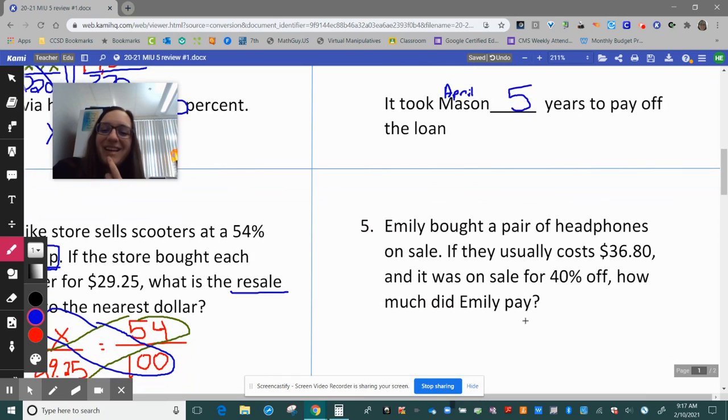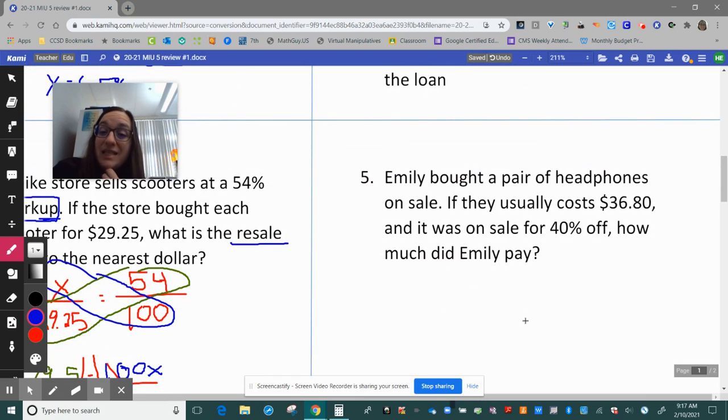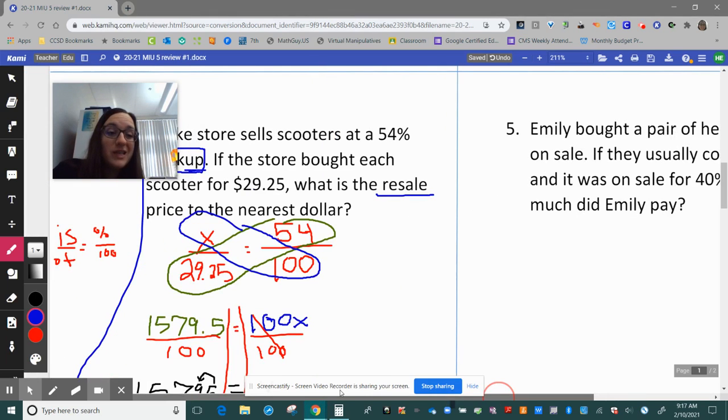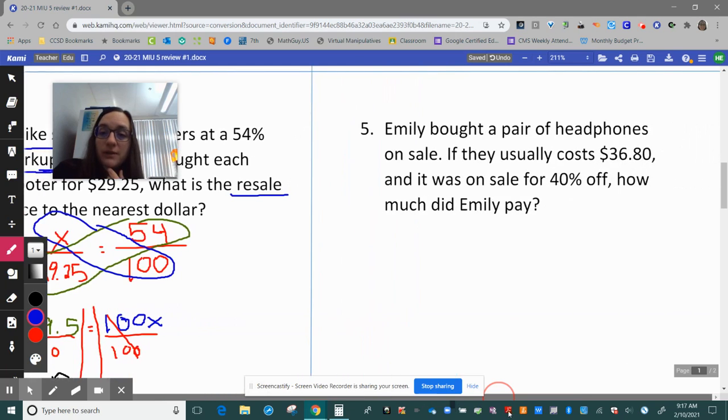All right. Emily bought a pair of headphones on sale. If they usually cost $36.80 and it was on sale for 40% off, how much did Emily pay? Just like we did over here, we're going to use our is over of equals percent over 100. So we need our 100 always. Good. Our percent. Since it has the percent sign, we already put our out of 100, so we can just put our 40 up top.